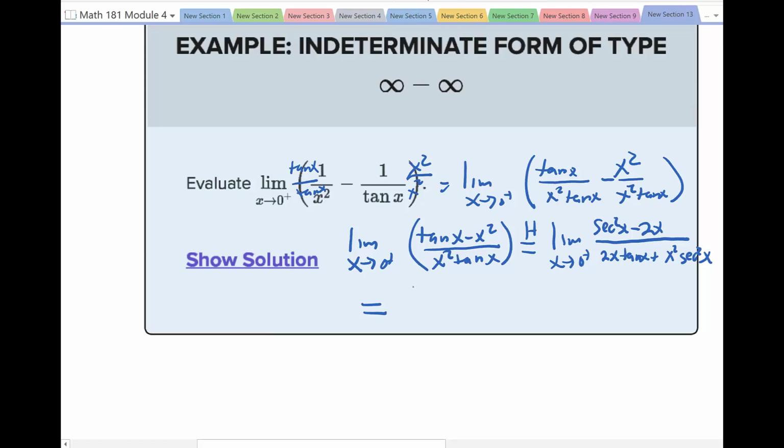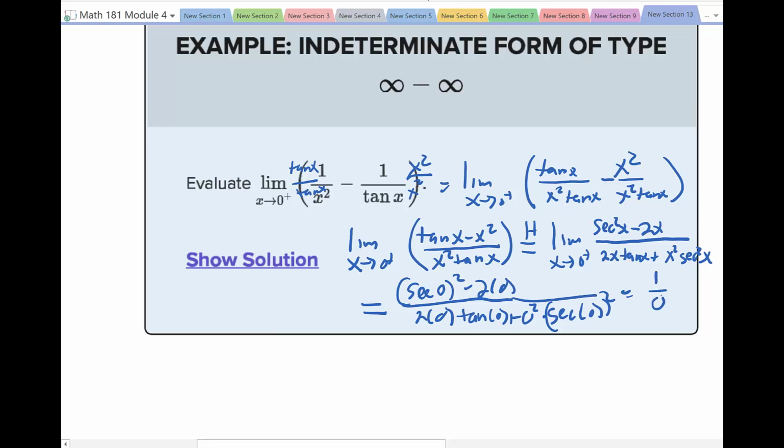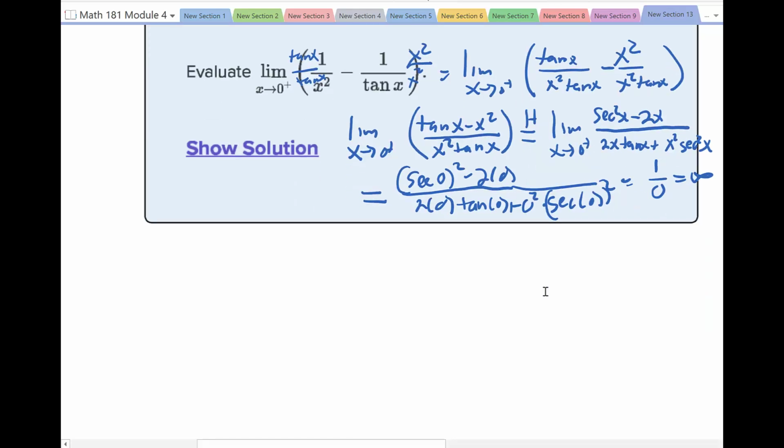So if we put in that 0, it's going to be secant of 0 squared minus 2 times 0 over 2 times 0 tangent of 0 plus 0 squared times secant of 0 squared. And that's going to be a 1 over 0 situation, which is infinity. So doing this doesn't mean you're always going to have a nice number answer, but it does mean you can find out what the limit is. Okay, moving on.